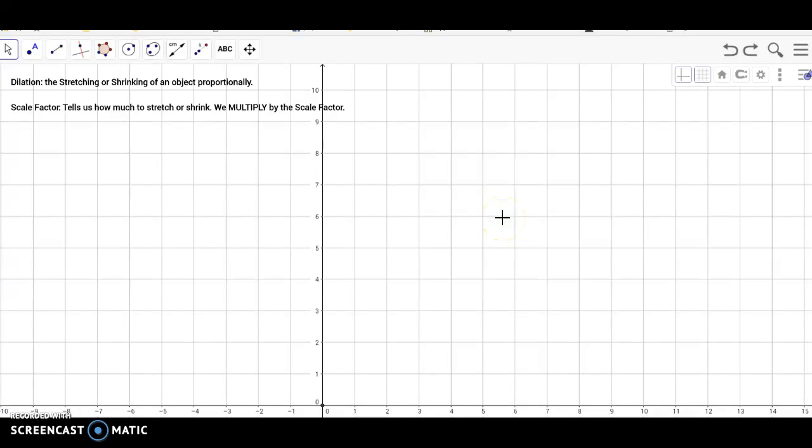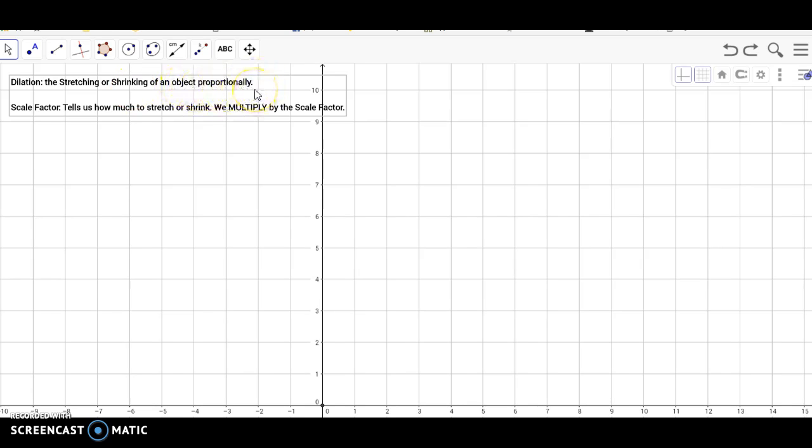All right, today we are doing dilations. It's the fourth of the transformations that we've done in class. This one's very simple, and on the surface of it, dilations are not terribly exciting, but they are important. Dilation is when we shrink or stretch an object, but we do it proportionally.